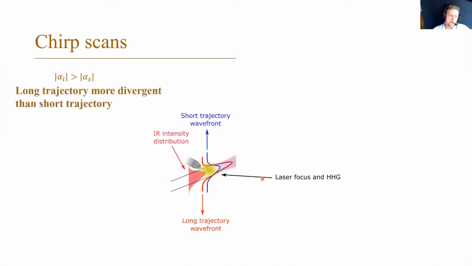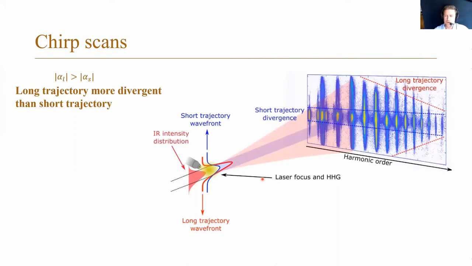In these scans, the long trajectory is always more divergent than the short trajectory. So on the screen, most of what we see is a result of the long trajectory and the large divergence. And this ring pattern puzzled us for a while because out here, there should only be the long trajectory. It turns out that to understand this was not so hard.